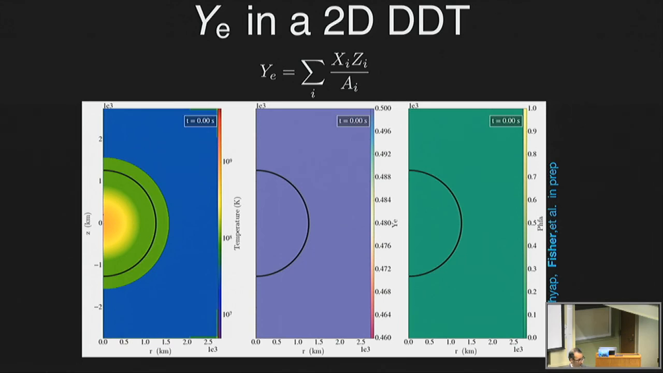And this, we did a series of models, a large set of these. This shows a deflagration to detonation transition, but we also did pure deflagrations. We did gravitationally confined detonations. We varied the progenitor white dwarf. We varied how the white dwarfs were ignited.